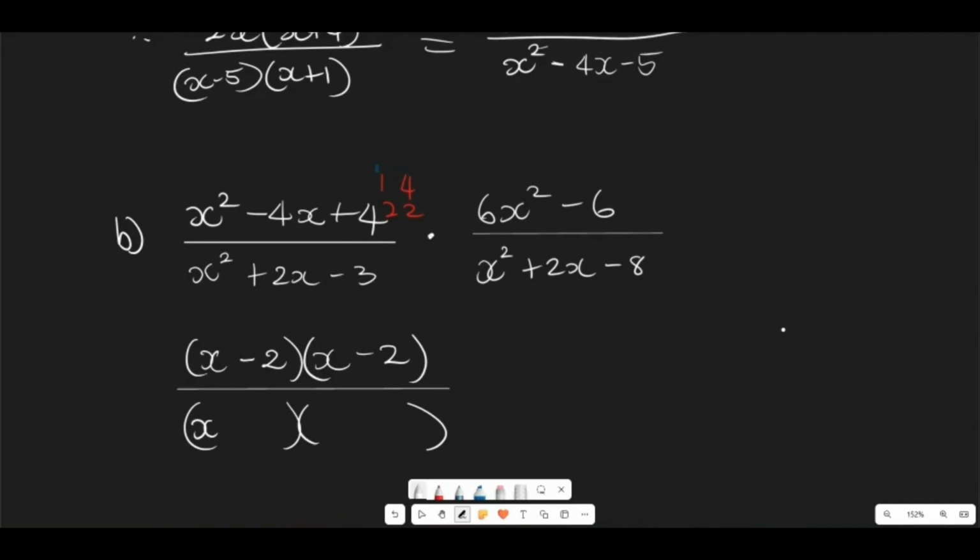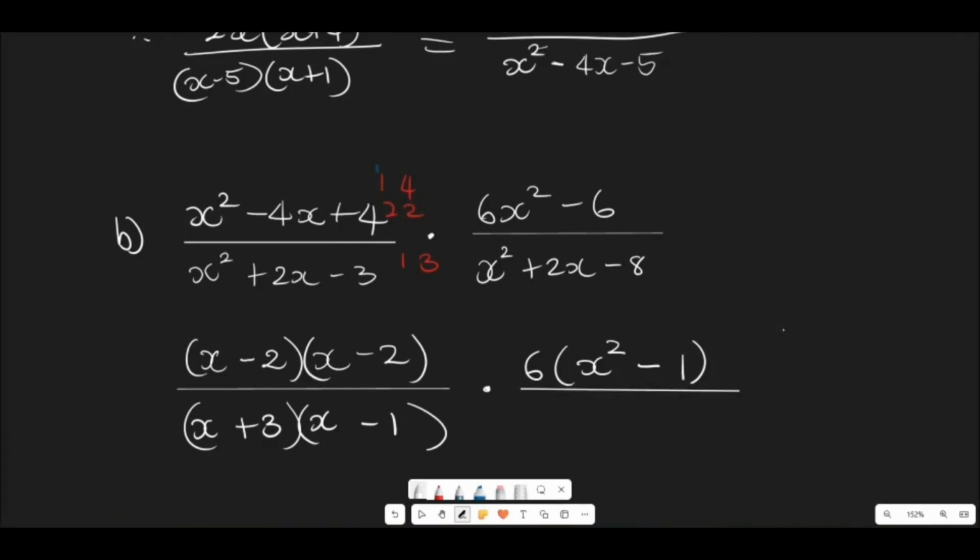Likewise, we do the exact same thing for the denominator. We have a 1 and a 3, and we need to get a positive 2. So we can say a positive 3 and a negative 1 will give us a positive 2. Multiplied by, let's take out a common factor for this one. We can take out 6, and we'll be left with x squared minus 1. Hope you guys can identify what that is, right? It's basically a difference of two squares.